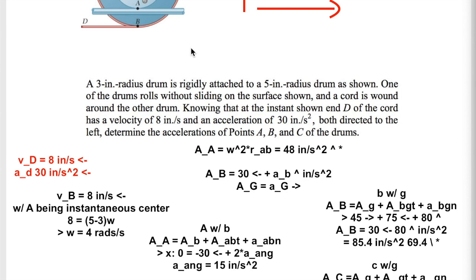If we look at A with respect to G, we use pretty much the exact same equation, set up the same way, with the x components together equaling 0. For AG, we take our angular acceleration, plug that into the equation, and we find that the acceleration of A with respect to G is 45 inches per second squared.